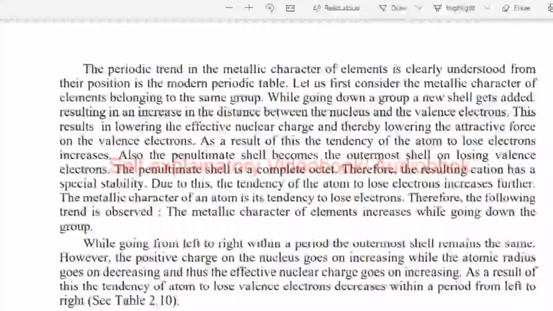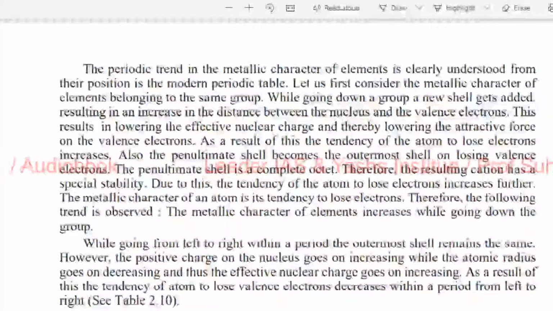Also, the penultimate shell becomes the outermost shell on losing the valence electron. The penultimate shell is a complete octet. Therefore, the resulting cation has special stability. Due to this, the tendency of the atom to lose electrons increases further. The metallic character of an atom is its tendency to lose electrons. Therefore, the following trend is observed. The metallic character of elements increases while going down a group.